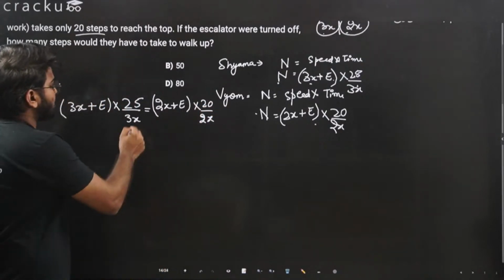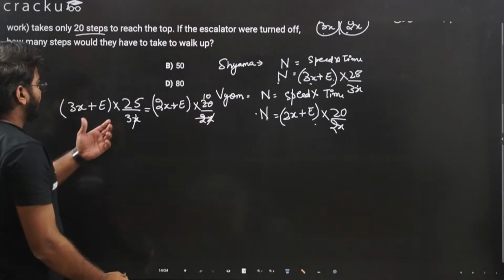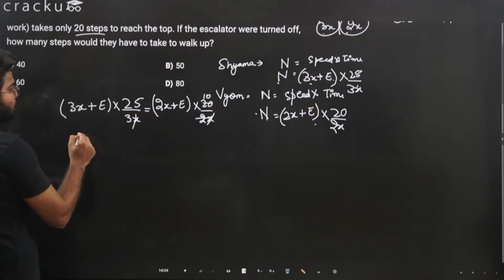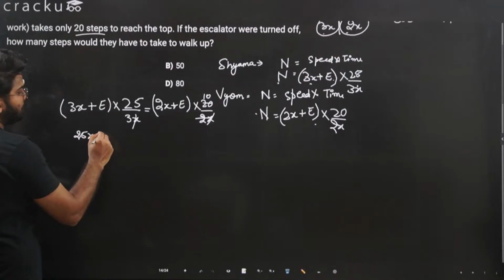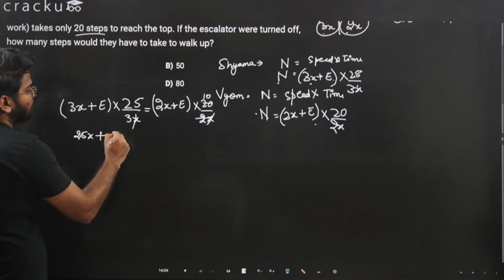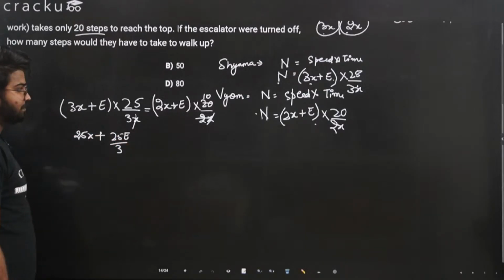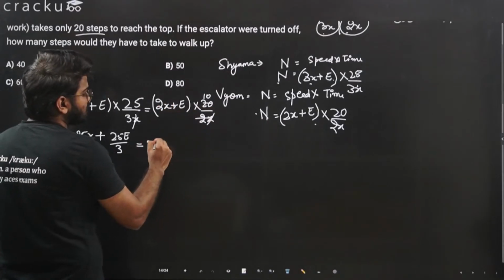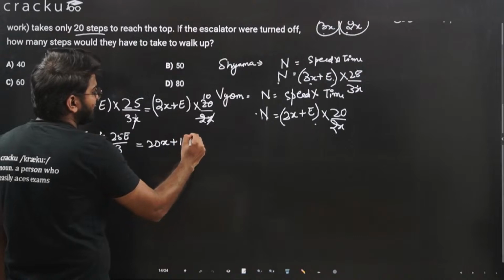We can cancel out x on both sides. This will be 10. Let's multiply to the inside. So 25 into 3, this will be 25x plus 25e divided by 3, equal to 10 into 2, 20x, plus 10 into e, 10e.